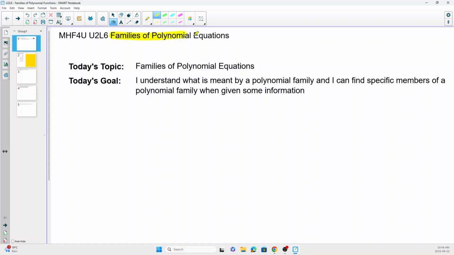We're looking at families of polynomial equations. By the end of this lesson, you'll understand what is meant by the term polynomial family, and you can find specific members of that polynomial family when you're given sufficient information about that family. All right, so let's just jump right into it.